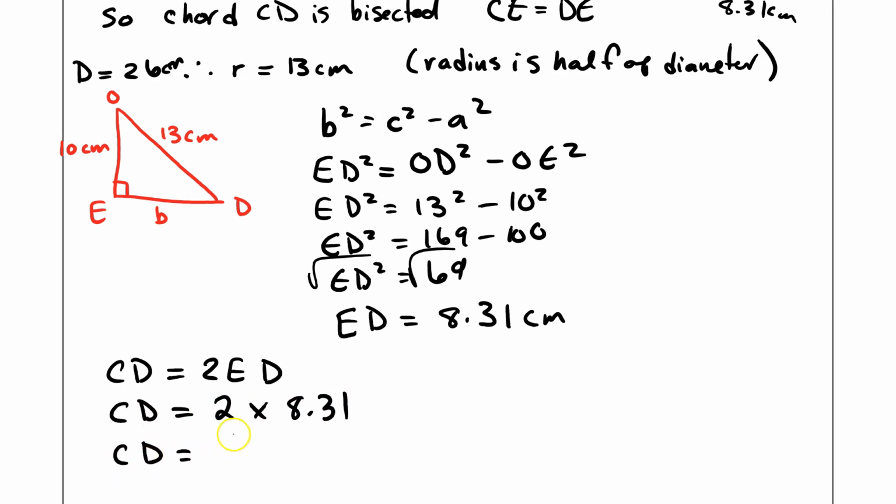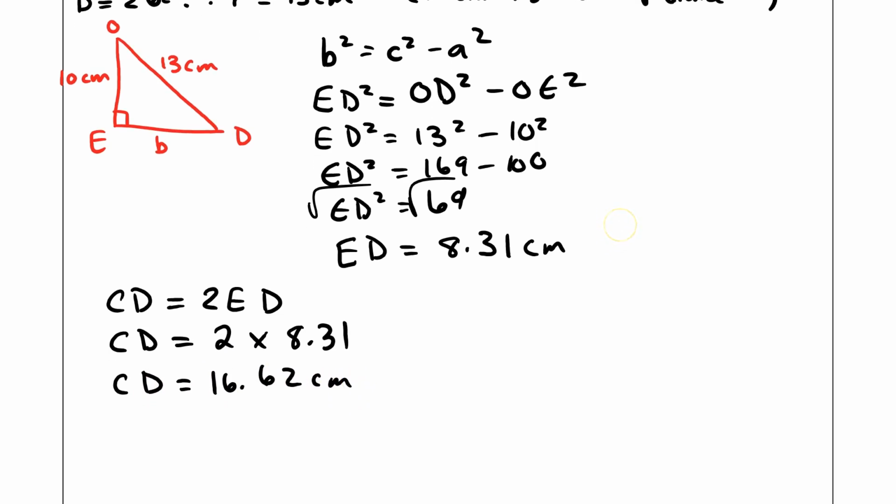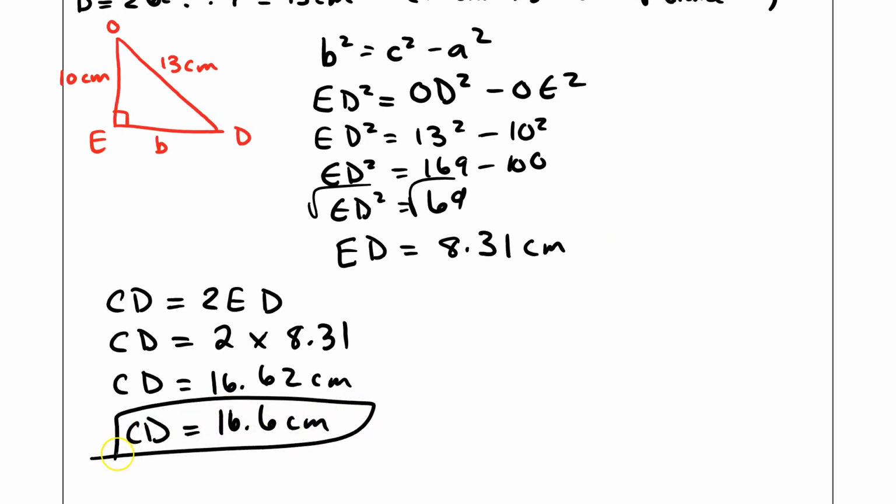CD is 16.62 centimeters. But the question asks us for the nearest tenth, so I'm just going to say CD equals 16.6 centimeters. You're noticing that I'm keeping more than one decimal during the question, and then I round to the nearest tenth at the end. That's the proper way to do it, because you don't want to round too early. That can be a problem.